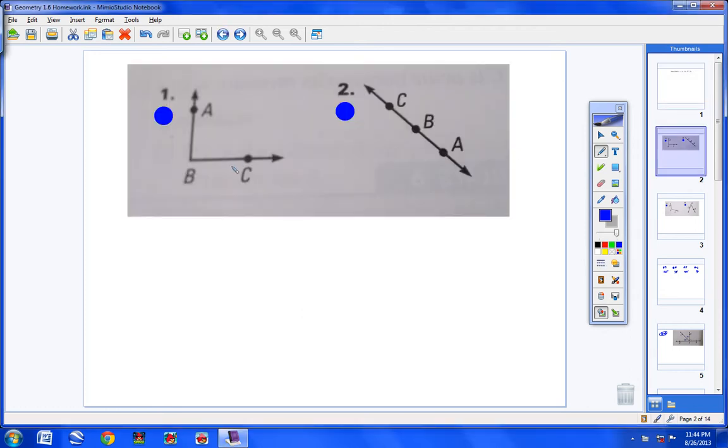Let's take a look at numbers 1 and 2. Your book should be open so you can follow along, look at the problems, and also read the directions. Now the directions for numbers 1, 2, 3, and 4 say, match the angle with its classification.